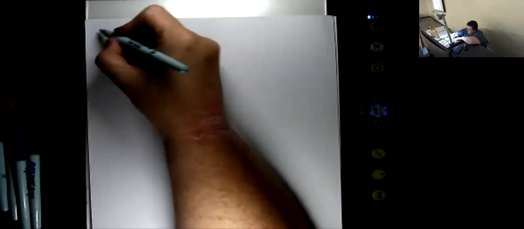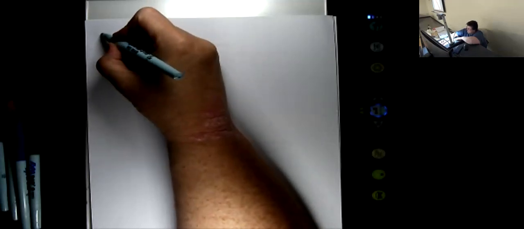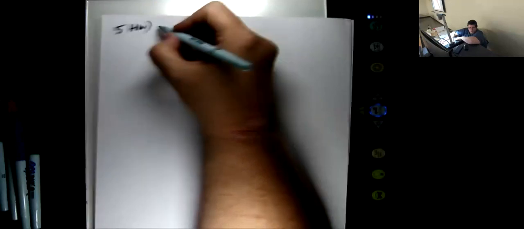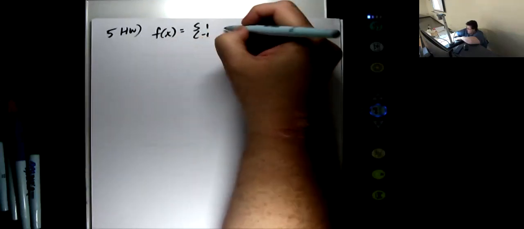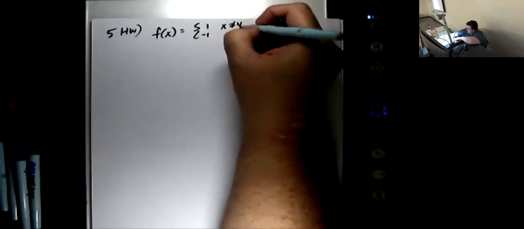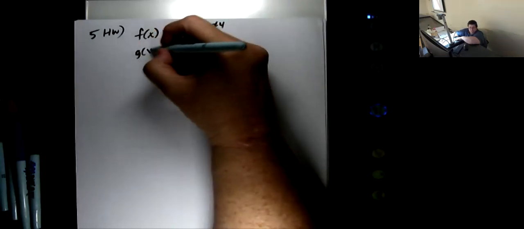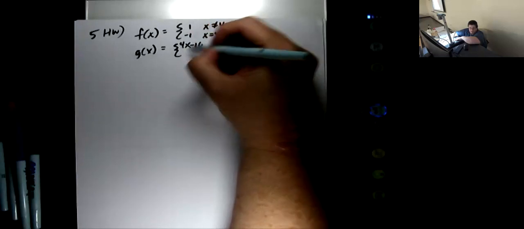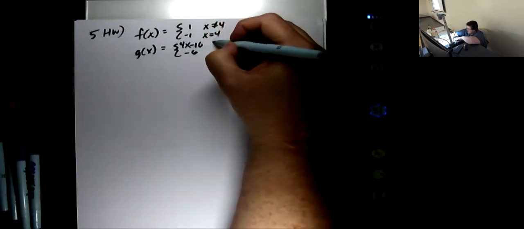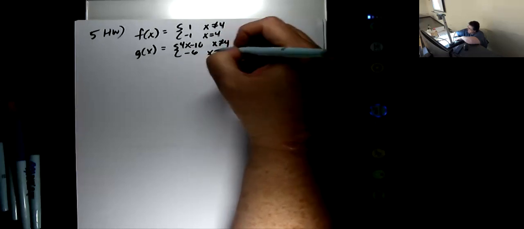All right, we got a quick question. This is, I believe, in continuity, 1.5. This is related to problem number 5 in the homework. Number 5 in the homework has f of x equals 1 when x does not equal 4 and -1 when x equals 4, and then it has g of x equals 4x minus 10 when x doesn't equal 4 and -6 when x equals 4.